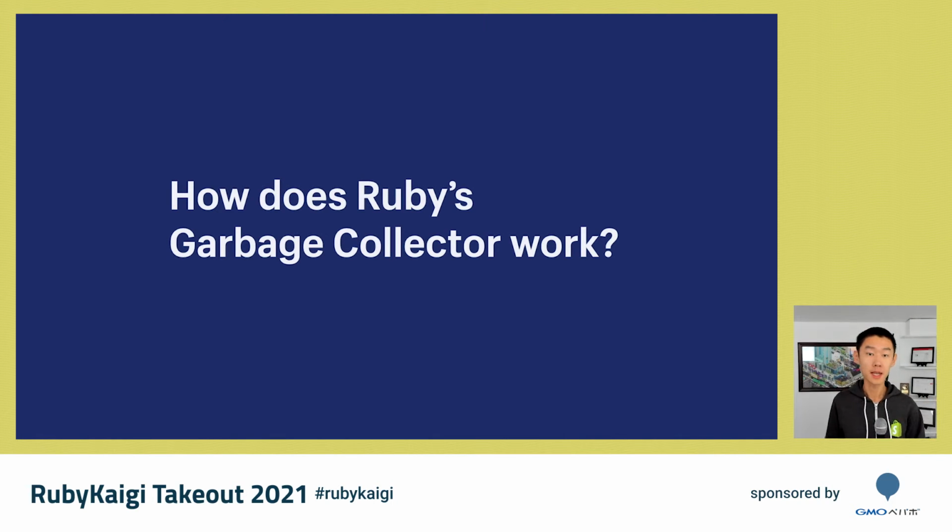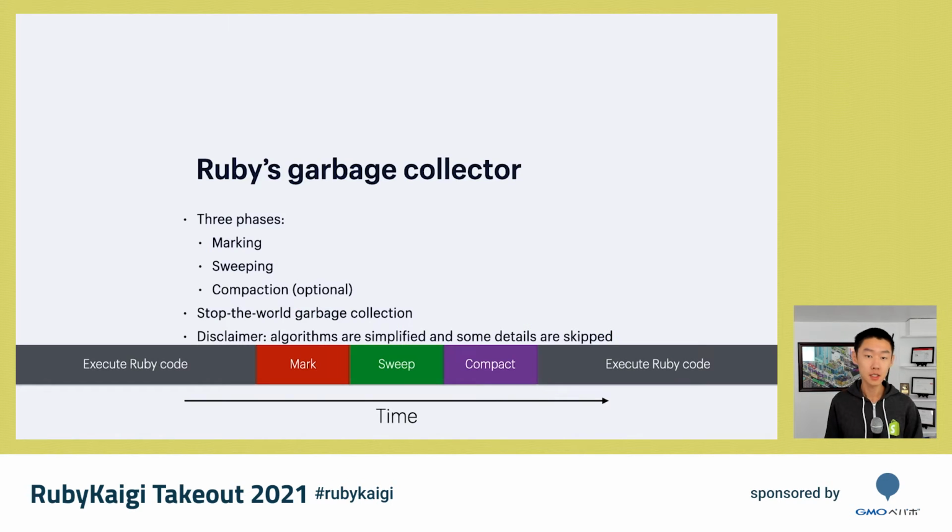Now that we've looked at how memory is laid out inside Ruby, let's look at how Ruby's garbage collector works. Ruby's garbage collection phase consists of three distinct phases: marking, sweeping, and compaction. The last phase, compaction, is optional and does not run unless manually enabled. Ruby's garbage collection is stop the world, meaning that Ruby code is not executed when the garbage collector is active.